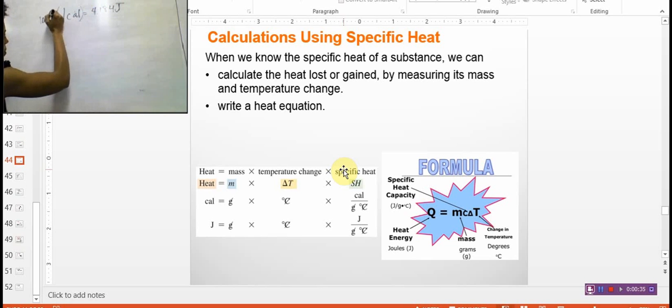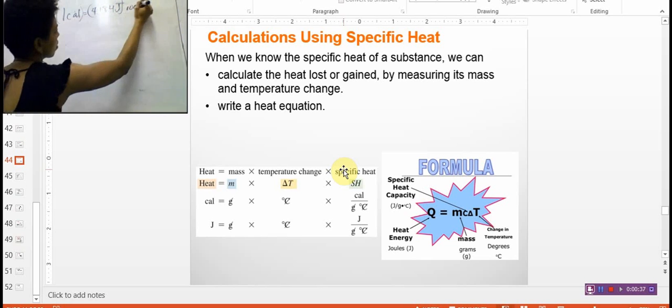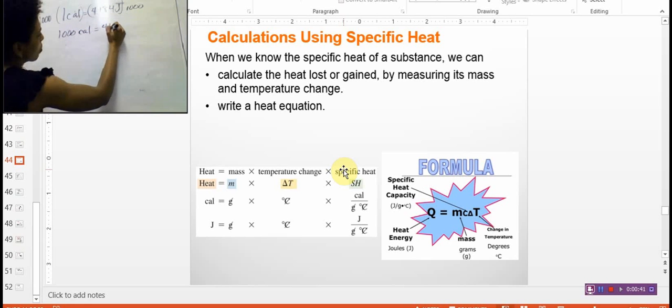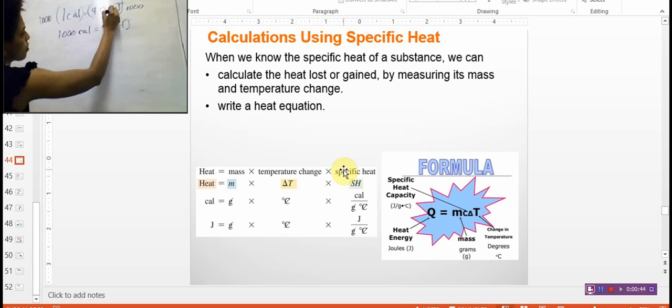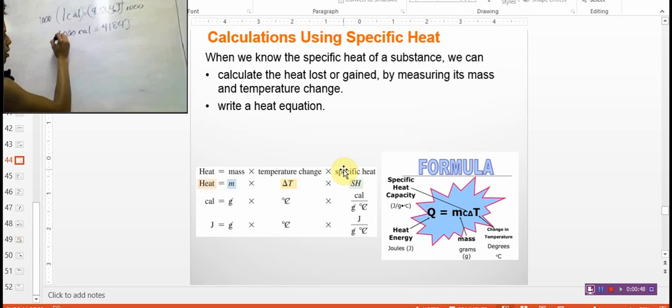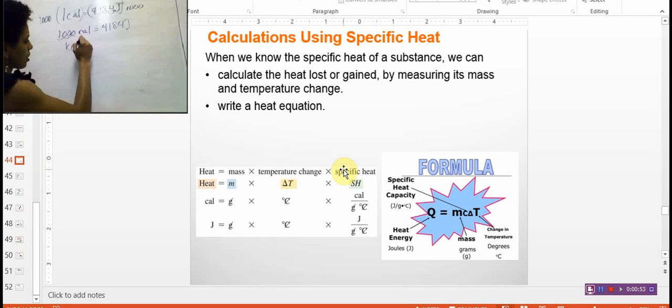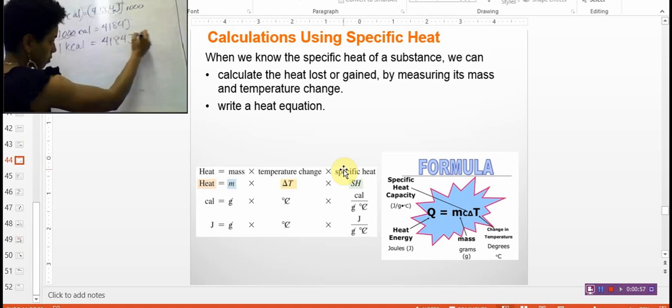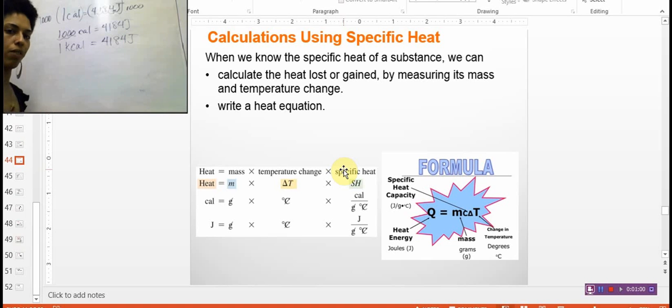If I multiply both sides by 1,000, I get 1,000 calories is equal to 4,184 joules. All I have to do is move the decimal place, right? If I replace that 1,000 with K for kilo, I get 1 kilocalorie is equal to 4,184 joules. Okay, so I wanted to clarify that before we moved on to talk about specific heat.